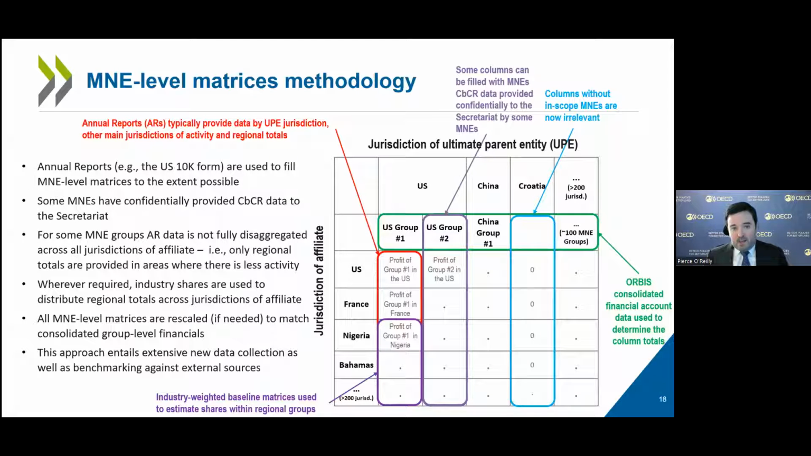MNE. So we build out those matrices for all of the in-scope MNEs, and then we apply Amount A to those MNEs. Because we have this granular data, we have a value for every MNE in every country in the world, we're able to apply Amount A in a lot more detail. That means taking into account the detailed rules on elimination, the detailed rules on revenue sourcing, on nexus threshold, et cetera, and that allows us to look very closely at the impact of some of these design features.